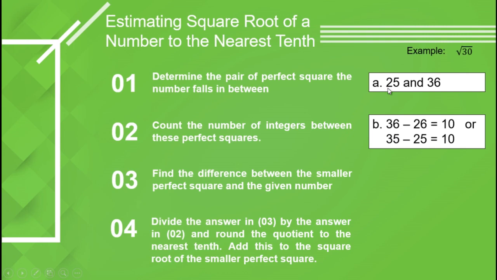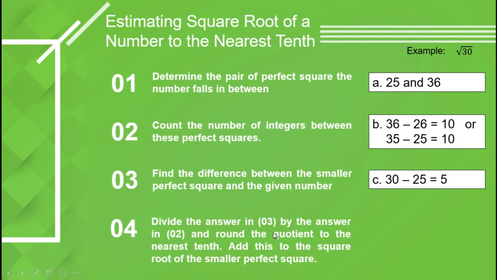35 minus 25 is 10. So just observe, you can get it while observing. Then find the difference between the smaller perfect square number and the given number. The given number is 30 minus the smaller number, 25. That's 5. Then, number 4.